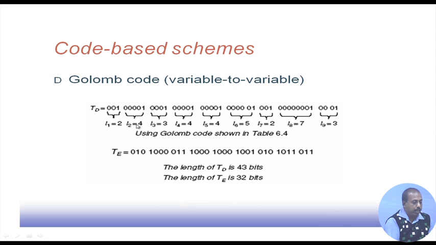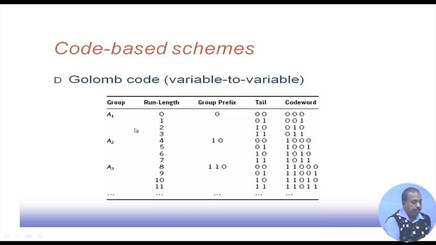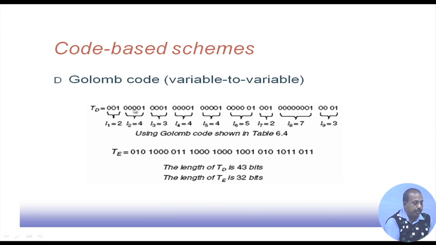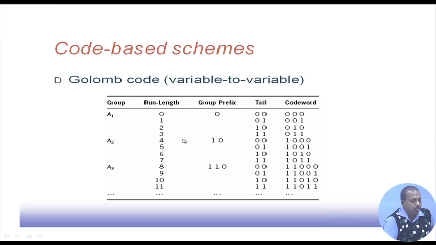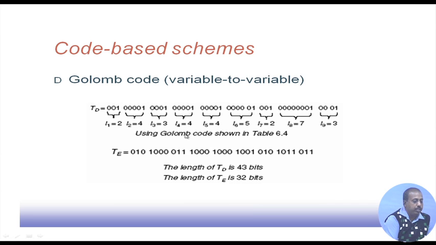Then I have a run length of 4. Run length of 4 is coded as 1000. So, instead of sending these 5 bits, we are sending 1000. Similarly, this one is a run length of 3, so that is again coded as 011. By consulting this table, we can get the corresponding code words, and those code words will be used here for coding. So, this original TD had 43 bits.